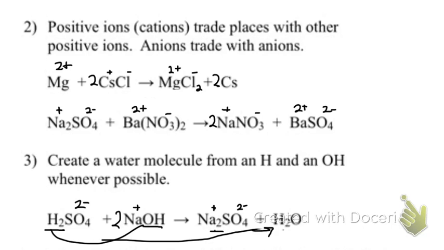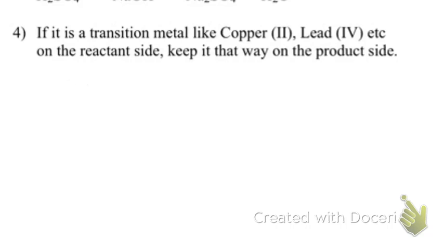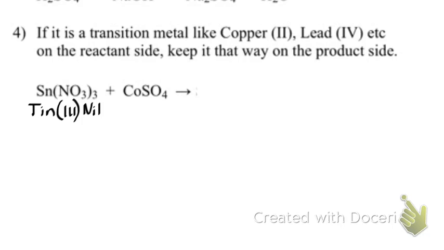Alright, one more example problem and you guys will be able to finish the last 6 or 7 problems from that worksheet. If it's a transition metal like copper 2 or lead 4 or what have you, then if it's that charge on the reactant side, you'll keep it the same charge on the product side. So for example, here we have tin nitrate. Nitrate's got a -1 charge. If we have 3 of them, it must be tin 3 nitrate.